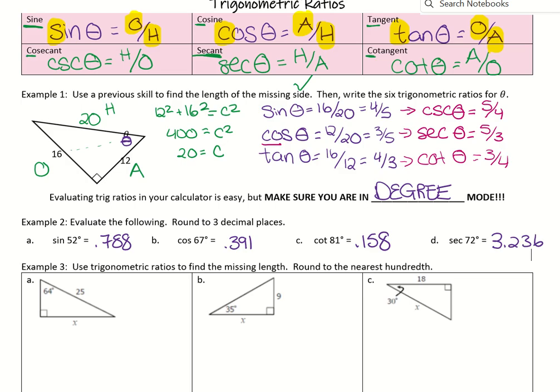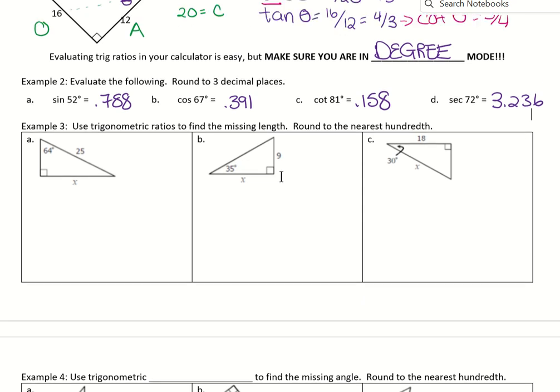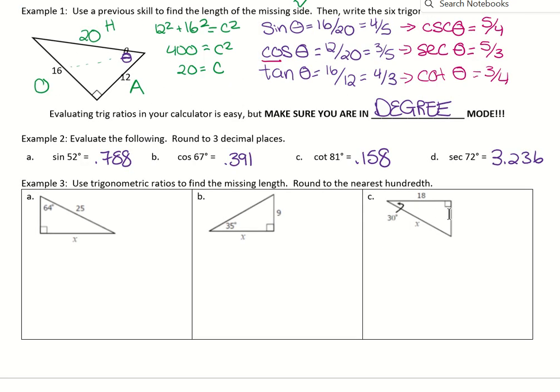All right, so now let's bring it home by using our trigonometric ratios to find the missing length. We are going to put it all together. So first of all, we're going to put our reference angle on here. Your reference angle is never your right angle. It's always one of the others.